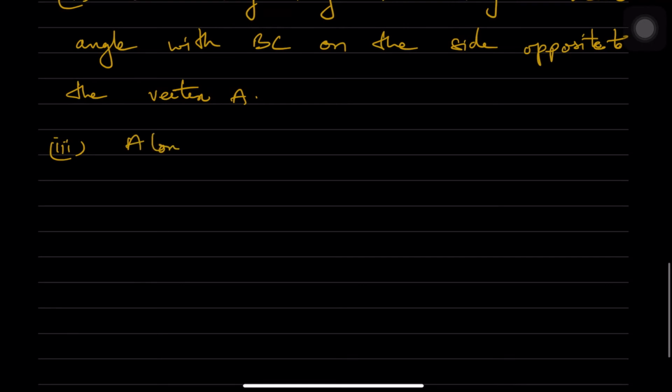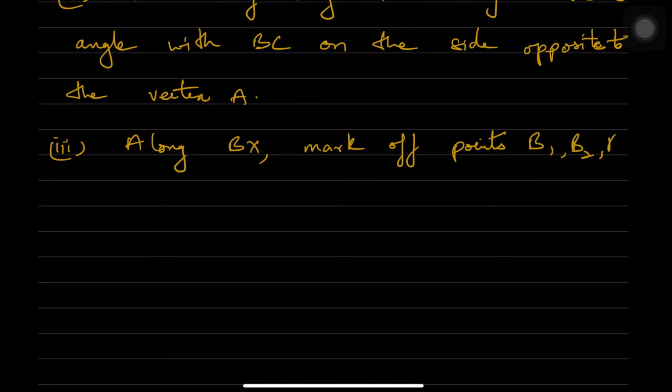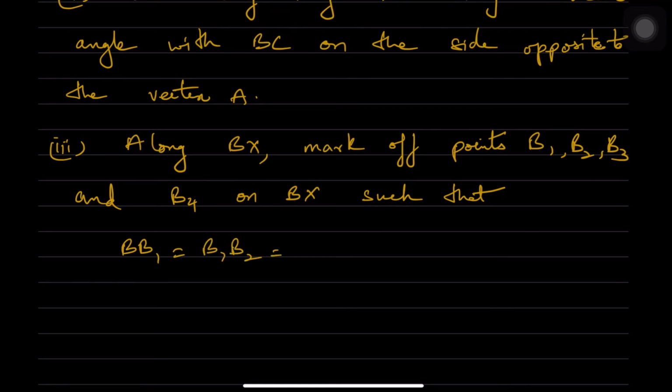Third, along BX mark off points B1, B2, B3 and B4 on BX such that B1 B2 is equal to B2 B3, which is equal to B3 B4.